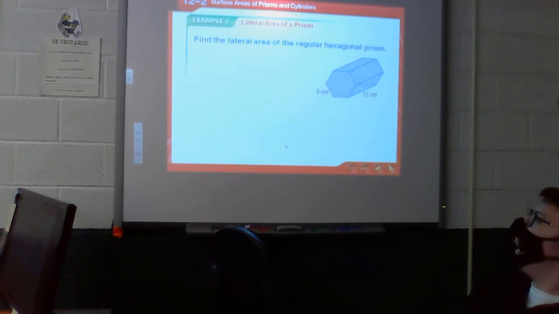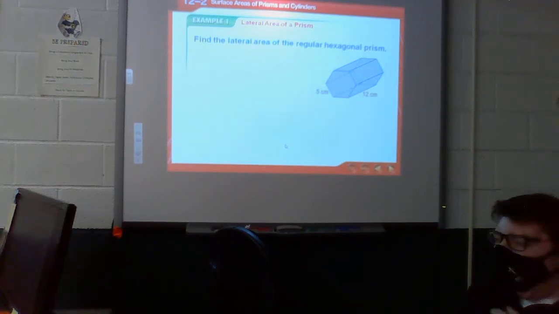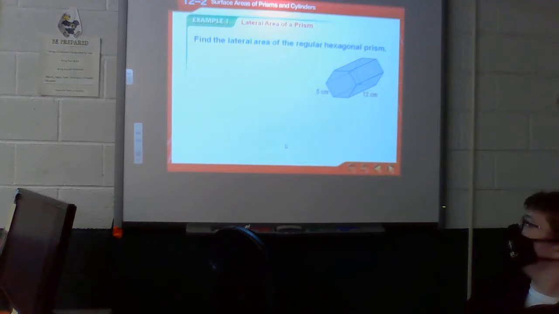Regular hexagon. A hexagon is what? 6 sides, right? Some of you said pentagon, some of you said pentagon's not even up there and you're guessing pentagon. Come on, people. So if it's a regular hexagon, what's my base? Is it the rectangle or is it the hexagon? It's the hexagon, right? So what's the perimeter of my hexagon?